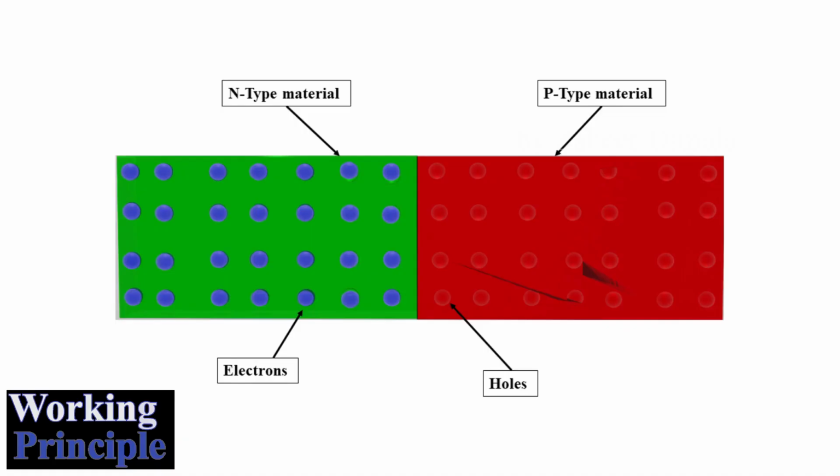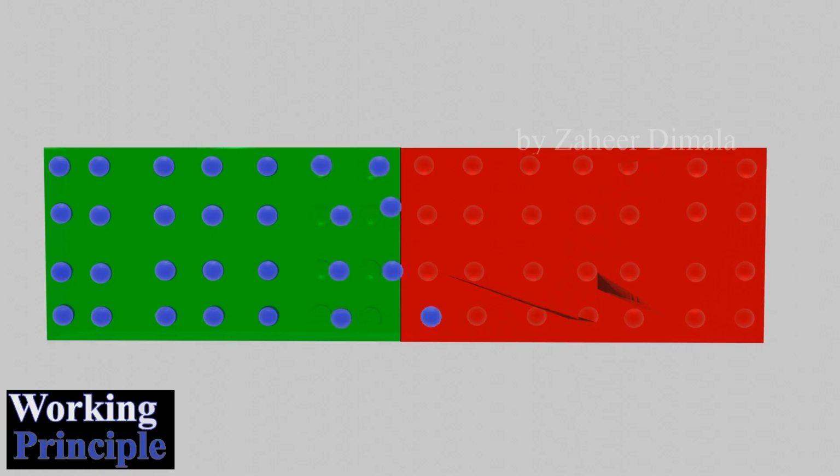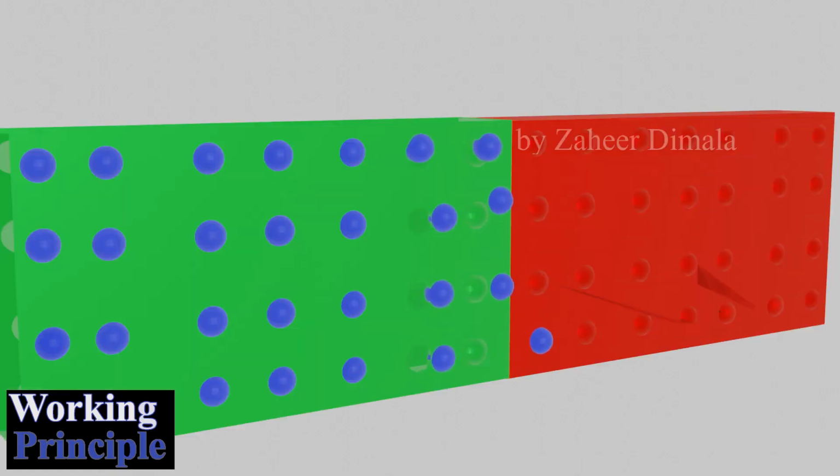If we bring an n-type material in contact with a p-type material, the negatively charged free electrons will be attracted to the positively charged holes, which will result in electrons moving towards the p-type, and holes will begin to move towards the n-type material. This flow or movement of holes and electrons continues until an electric field builds up.